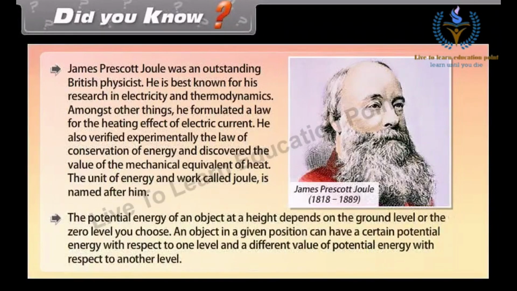The potential energy of an object at a height depends on the ground level or the zero level you choose. An object in a given position can have a certain potential energy with respect to one level and a different value of potential energy with respect to another level.